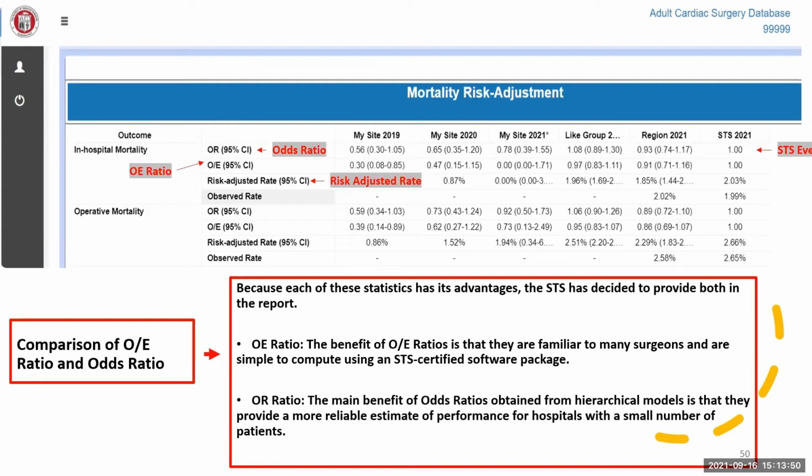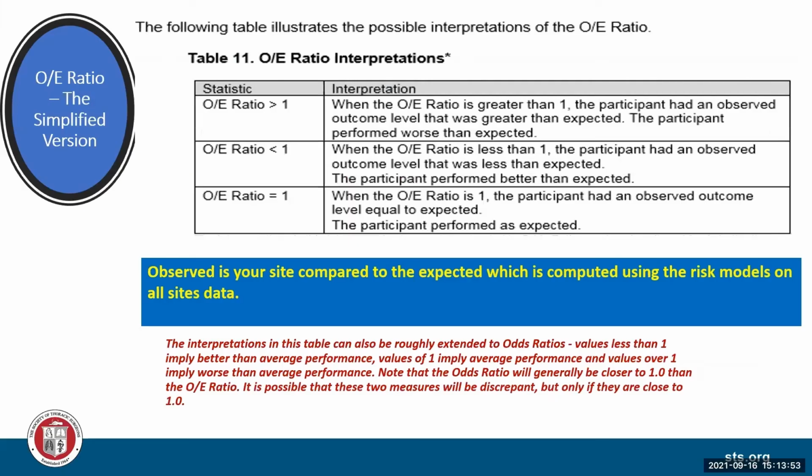Now, I'm going to give you the down and dirty, easy way to interpret this. If your OE ratio or your odds ratio, either one, is greater than 1, then you're performing worse than expected. If it's less than 1, then you're performing better than expected. If your OE ratio is 1, then you're average.